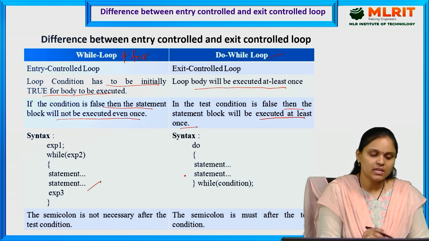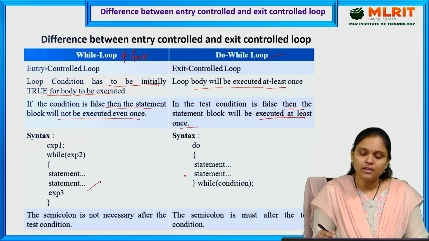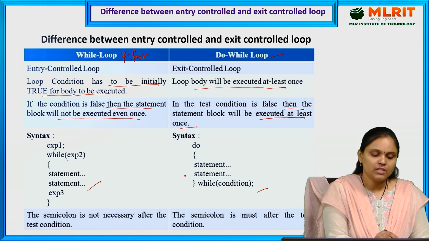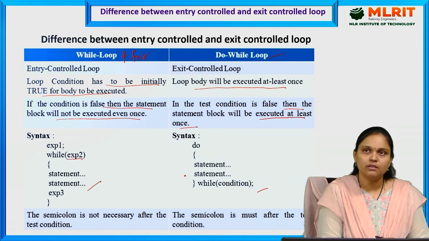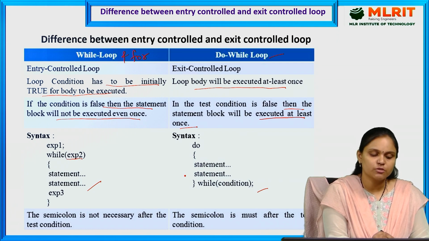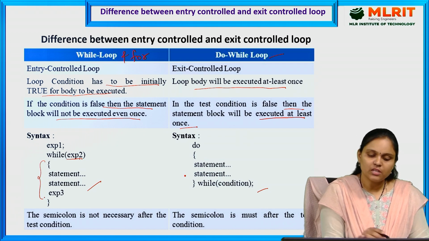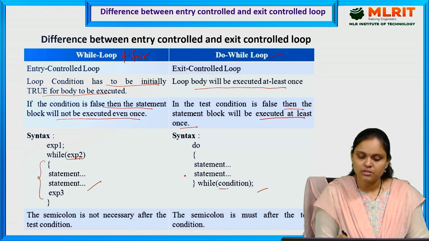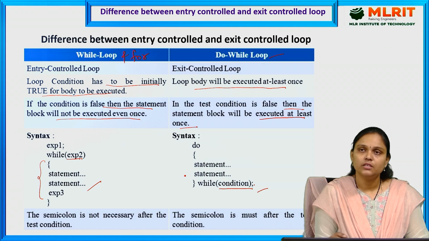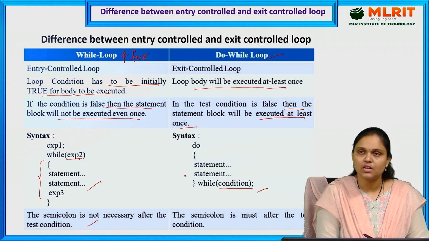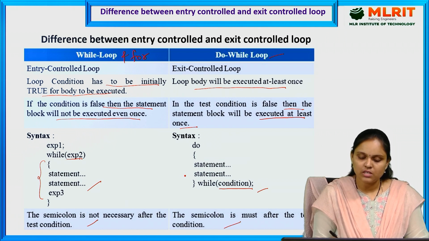And this is the syntax of while, and this is the syntax of do while. In while, we need to give the condition over here, before the entry of the loop. But coming to do while, we give the condition after the statement block. Here in while, the semicolon is not necessary after the condition, but in do while, the semicolon is necessary after the given condition as per the syntax rule.